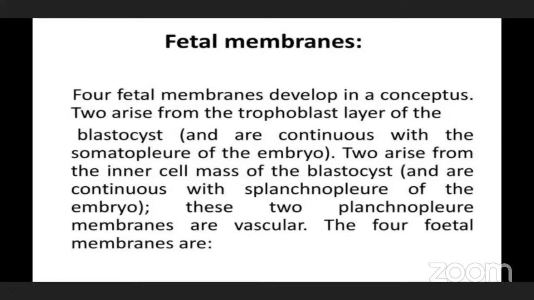So from this outermost trophoblast, there are 2 membranes which arise, which are continuous with the somatopleure of the embryo, and from the inner cell mass, there are 2 splanchnopleural membranes which are in continuation with the splanchnopleural layer of the embryo. So these are vascular in nature.